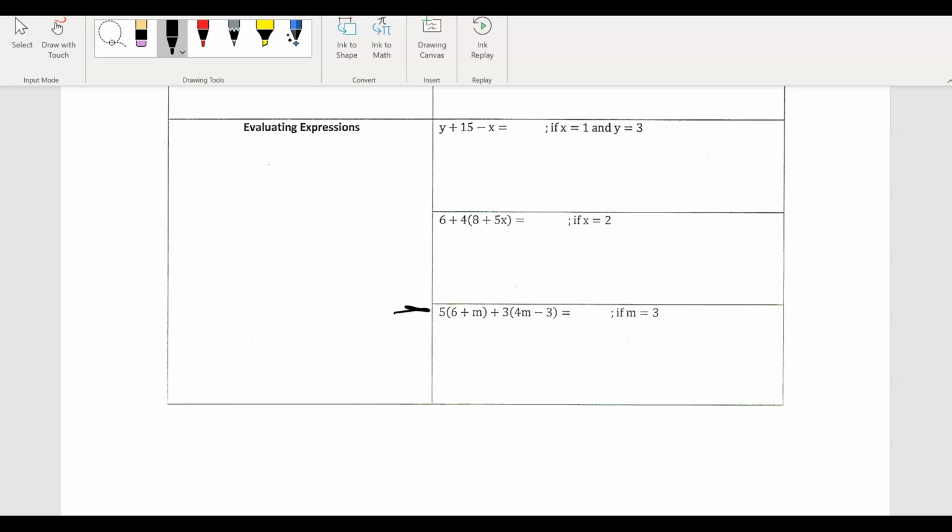So hopefully we did this one correctly. We're going to multiply 5 times 6, that's 30. And 5 times m. So we should have had 30 plus 5m. And now we multiply 3 through here. And I have 3 times 4m, that's 12m.